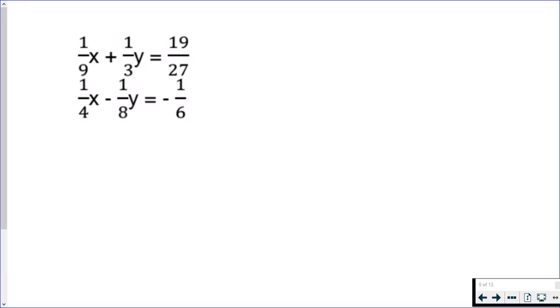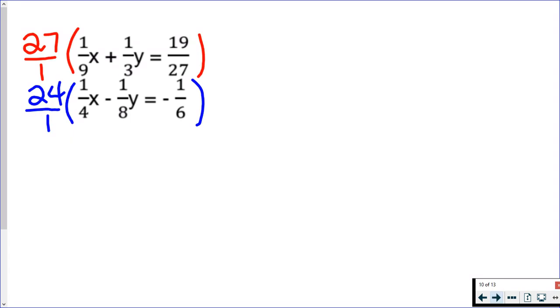With the second equation, I'm thinking of what do 4, 8, and 6 all multiply into. I'm going to go with 24. If you thought of 48 or something bigger, that's fine too. What I'm doing is multiplying each equation by its common denominator. So that first equation is going to be multiplied by 27. The second equation is going to be multiplied by 24.